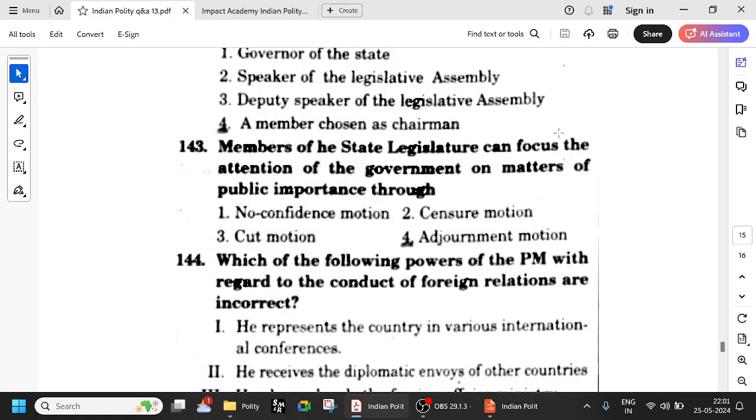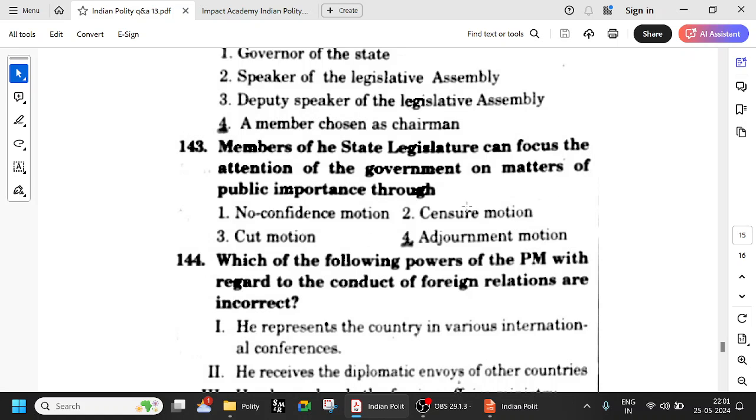The members of the state legislature can focus the attention of the government on matters of public importance through an adjournment motion. Okay. So cut motion we have seen. Cut motion means if suppose they have allocated an amount to one particular policy and the opposition or the parliament in general doesn't want to give so much money to that policy, then they'll go for a cut motion. They will reduce the funds to rupee 1, something like that. That is cut motion.